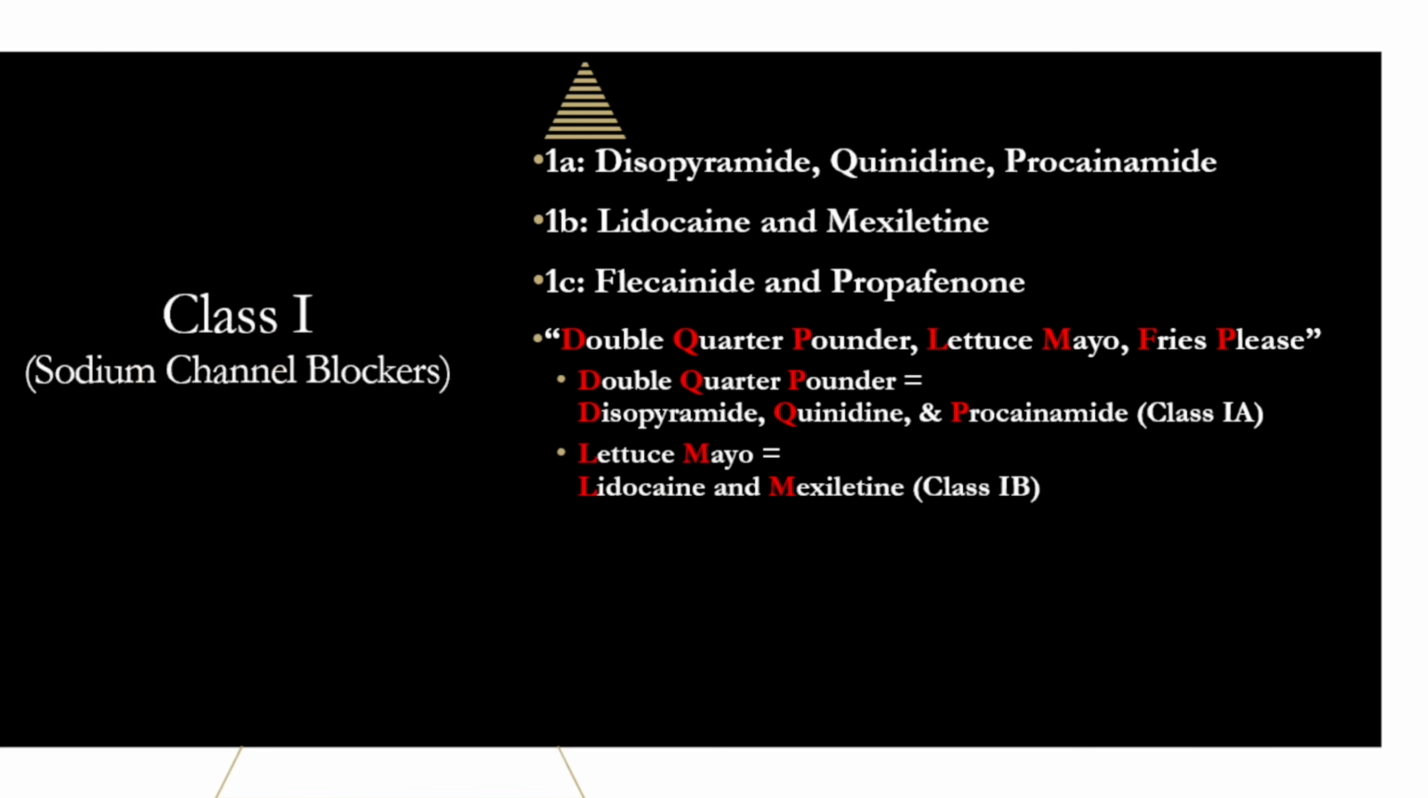Okay, next is our Class 1B drugs. Lettuce, mayo, LD stands for lidocaine and mexiletine. And then fries, please. Flecainide and propafenone, Class 1C. So that's how you remember the meds in this class. Now let's talk about how they work on that cardiac action potential we discussed before of the cardiomyocytes.